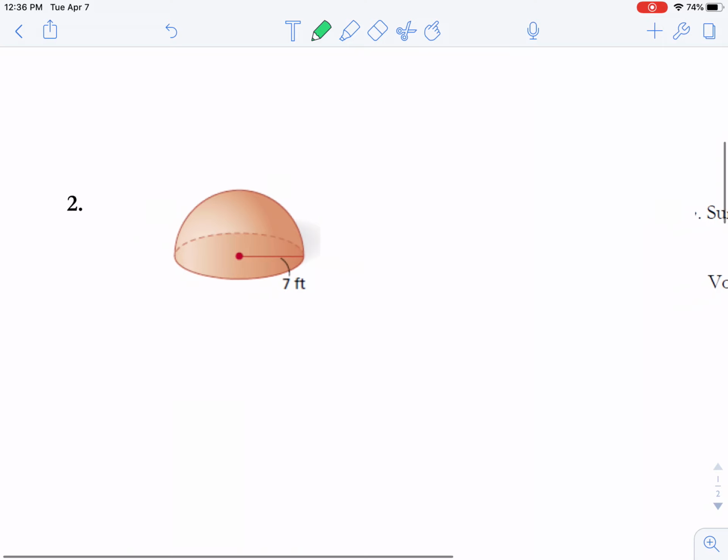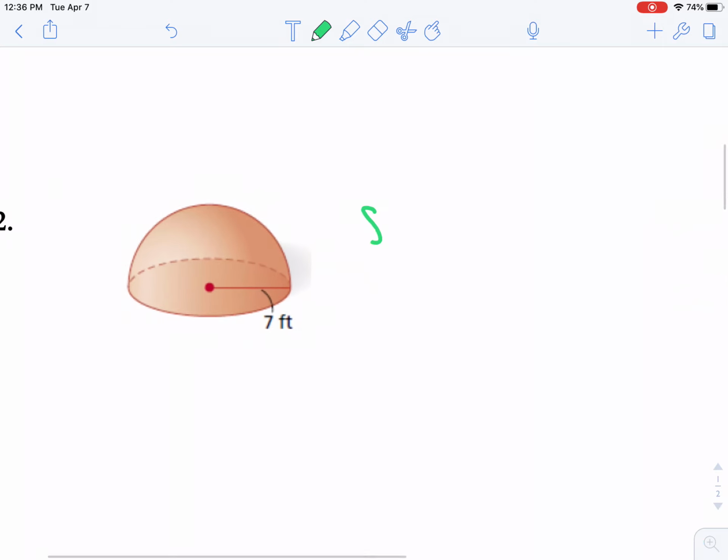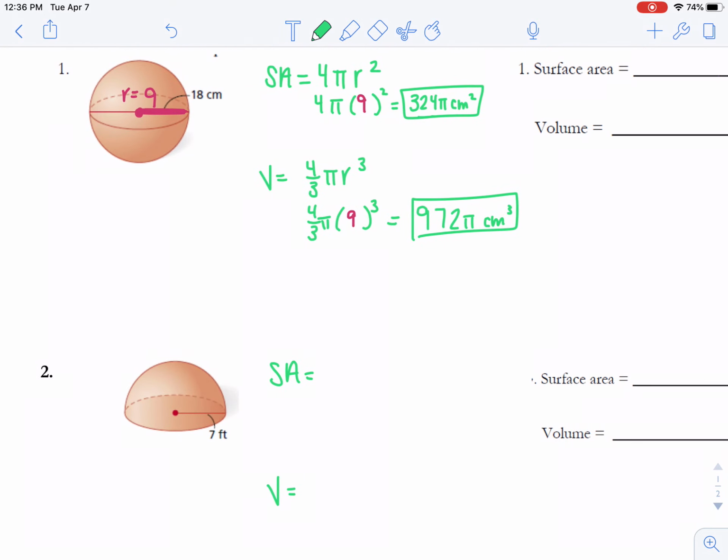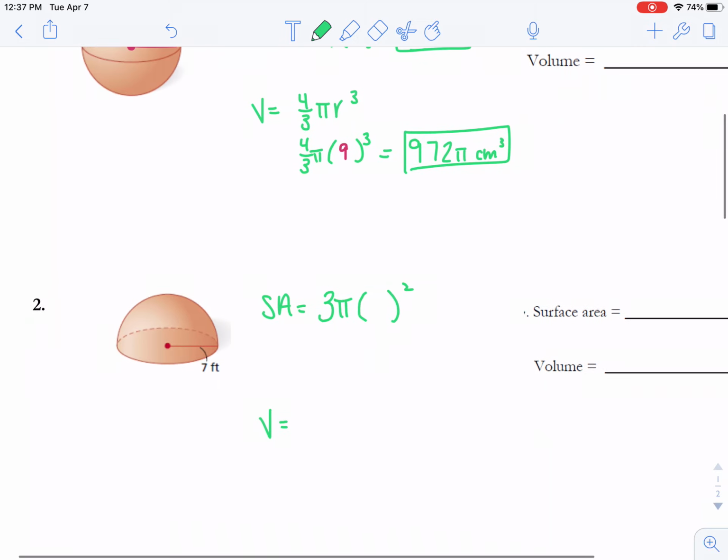Let's take a look at number 2. We have a hemisphere. So the surface area and the volume formulas change slightly. The surface area of a hemisphere is half of the sphere's surface area, but then we have to add on that base. So it's 3 pi r squared. And then the volume is just split in half. So instead of 4/3, it's 2/3 pi r cubed.